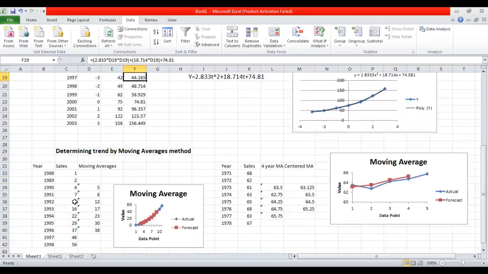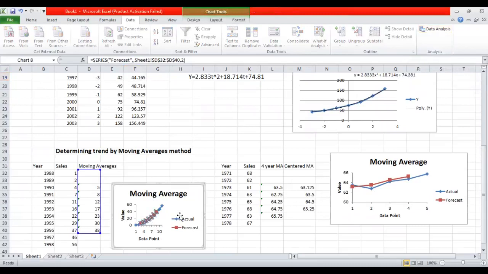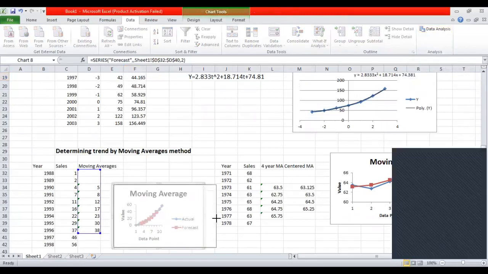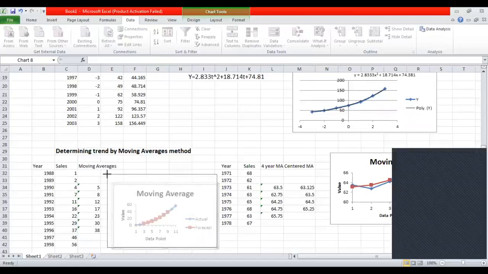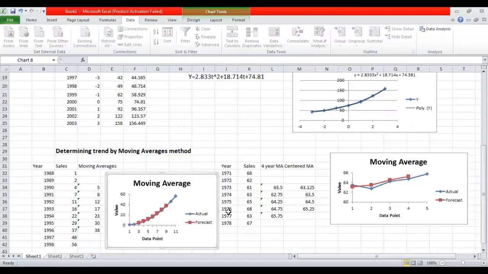Now coming to determining the trend using moving averages. For your data, you need to have the data analysis option. If you don't have it, add it from the Excel add-ins option. We want the trend value. I have added the chart output also here. If you don't want the chart output, it's okay, but it will be good if you draw the chart output also. For moving averages, you have to select your input range, the period of moving average, the output range, and the chart output. Then your moving average values will be displayed.